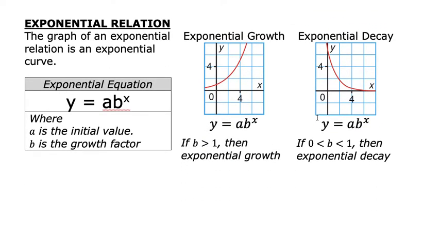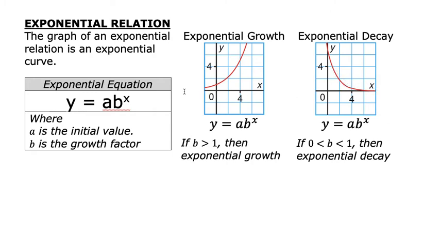exponential relations. The graph of an exponential relation is an exponential curve. So to see that visually, it looks like this right here. It's increasing gradually at first and then more rapidly, or it can rapidly decrease and then gradually decrease.